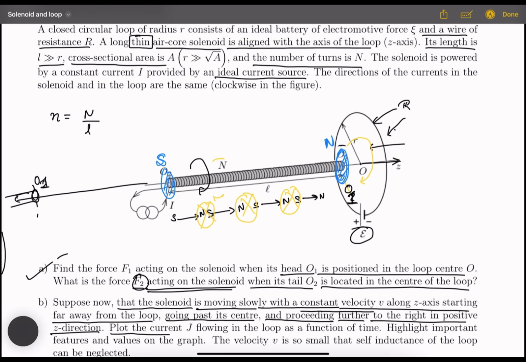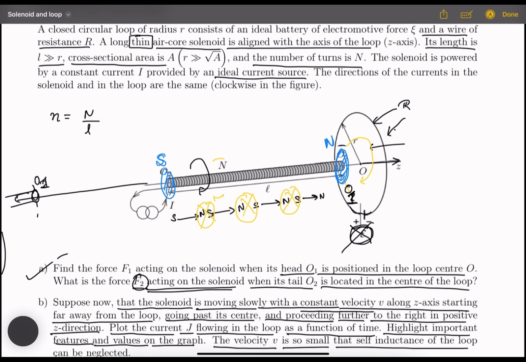We're going to have to plot the current I flowing in the loop as a function of time. And this time we have no electromotive force. It's basically an empty loop. We're going to have to use Faraday's induction law for this. Highlight the important features and values on the graph. And the velocity v is so small that the self-inductance of the loop can be neglected.